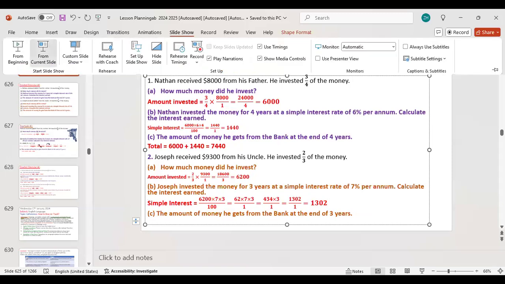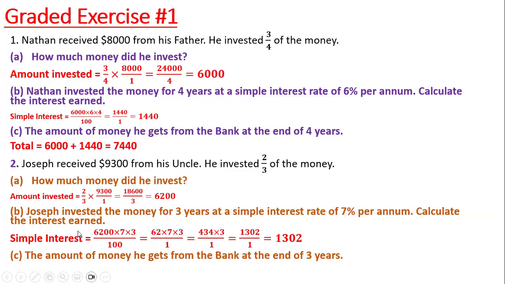Okay. So for part B, I put 6,200 times the 7%, which is the rate, and the time, which is 3. I put all of that over 100, and I got 1,302 when I multiplied the whole thing. Very good. I don't think that's correct.